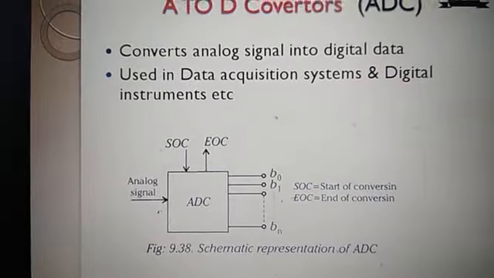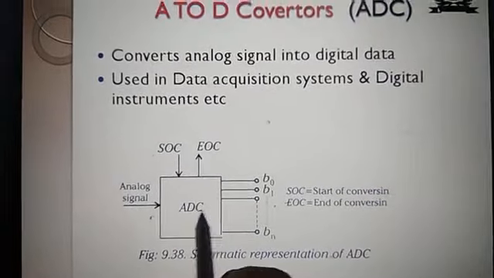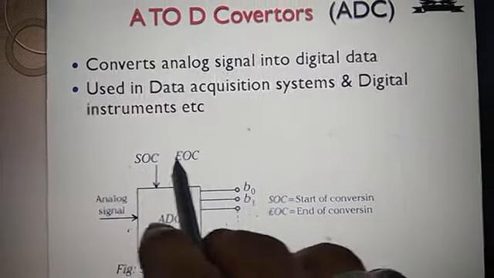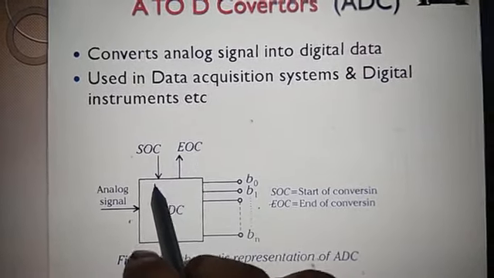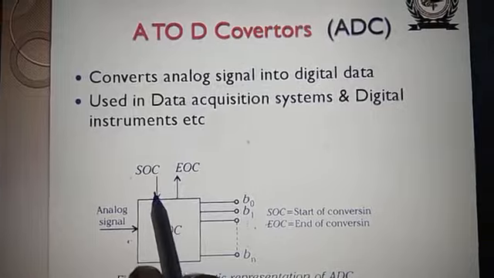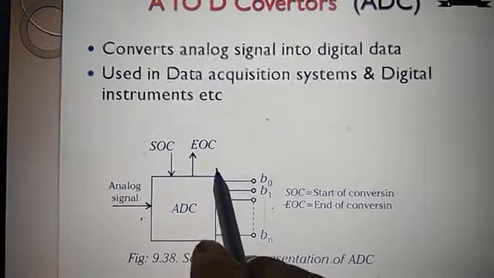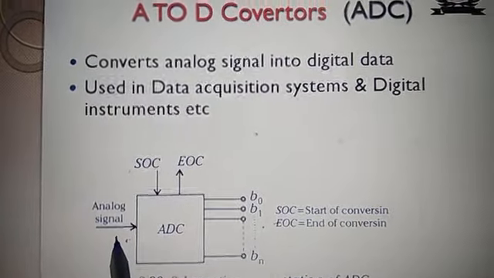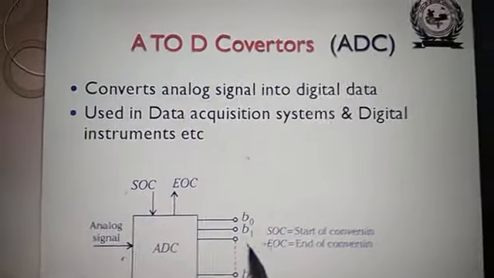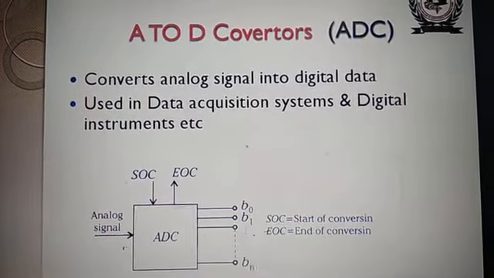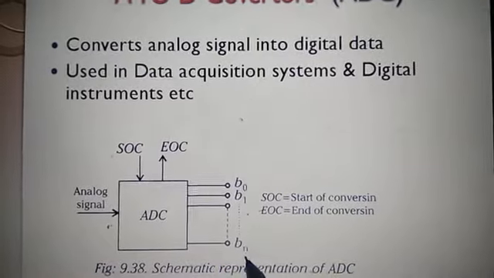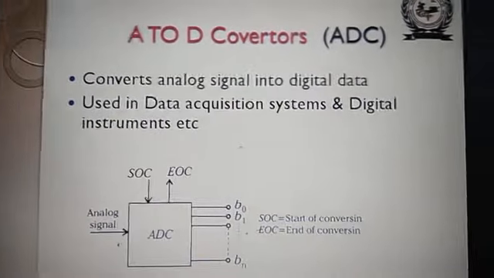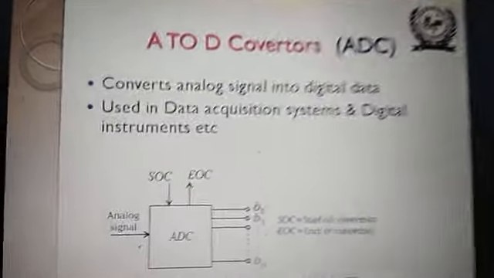Here is the schematic representation of the A to D converter. This is the start of conversion and this is the end of conversion. The start of conversion signal will be provided, and the end of conversion signal is obtained after the process is finished. Here the analog input is applied, which we have to convert into digital, and here we will get the digital output. That depends upon the number of bits. Here n bits are shown, B0, B1, B2, B3 up to Bn. Depending upon the number of bits, we can consider this A to D converter.